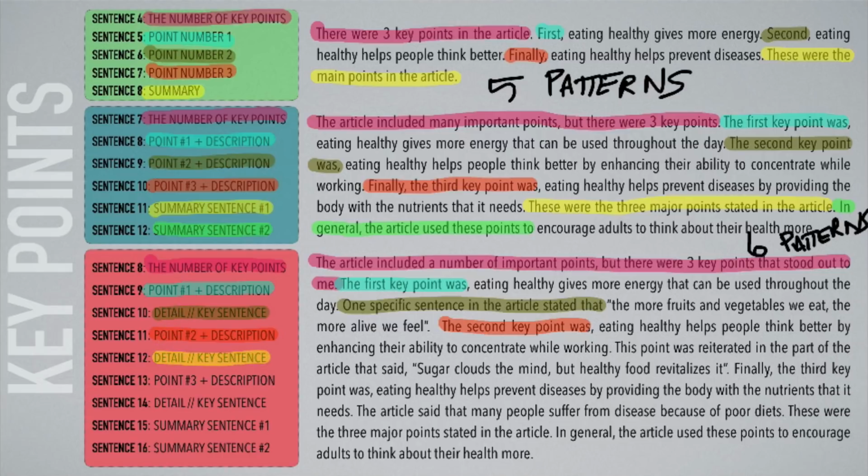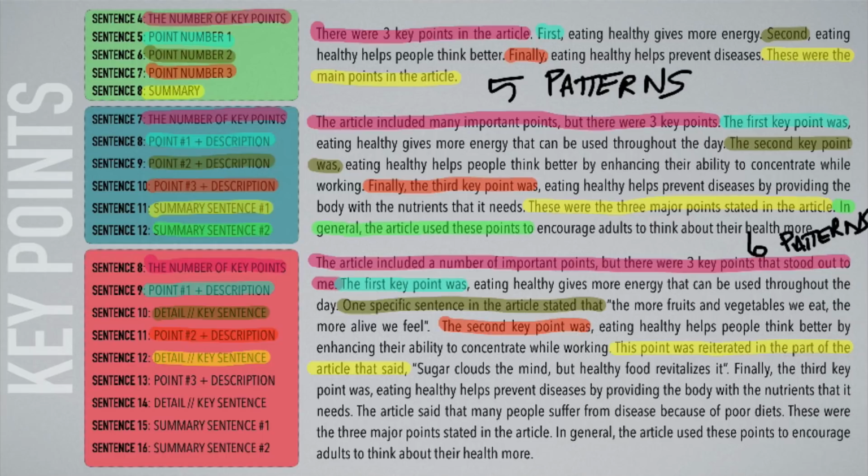Okay, it says, this point was reiterated in the part of the article that said, sugar clouds the mind, but healthy food revitalizes it. I just want to explain this word very quickly. Sugar clouds the mind. That just means sugar makes it difficult to focus. When it's cloudy, you can't see something clear in the sky, okay? And revitalizes just means to give more energy. So the pattern in this sentence is "this point was reiterated in the part of the article that said."